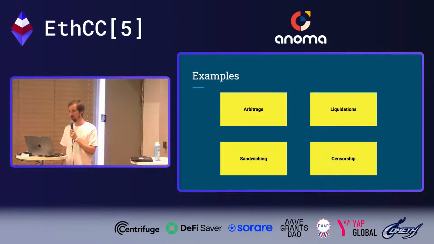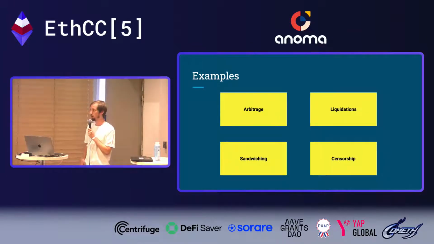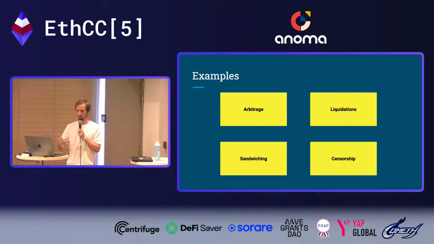Another example is liquidations. Liquidations are kind of bounties that are paid by DeFi protocols to make the protocol work. So once a condition is met, anyone can call a function, and basically they get paid for it. And again, anyone can call this, but the block producer is first. So again, a form of MEV.